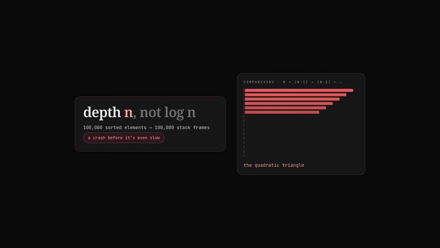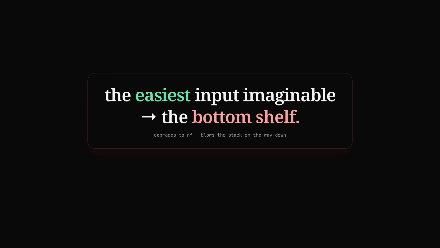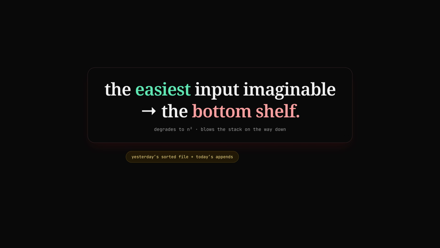And the comparison count, n plus n minus 1 plus n minus 2, the quadratic triangle. The fast sort, handed the easiest input imaginable, degrades to the bottom shelf and blows the stack on the way down. And sorted, nearly sorted input is everywhere in production. Yesterday's sorted file plus today's appends. A resort after one edit. A sort that dies on sorted data cannot ship as is. Every production quicksort is a defense against that scene.